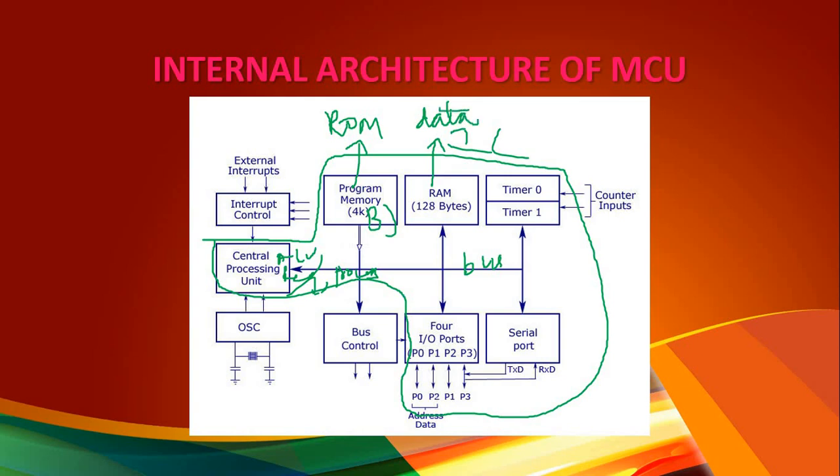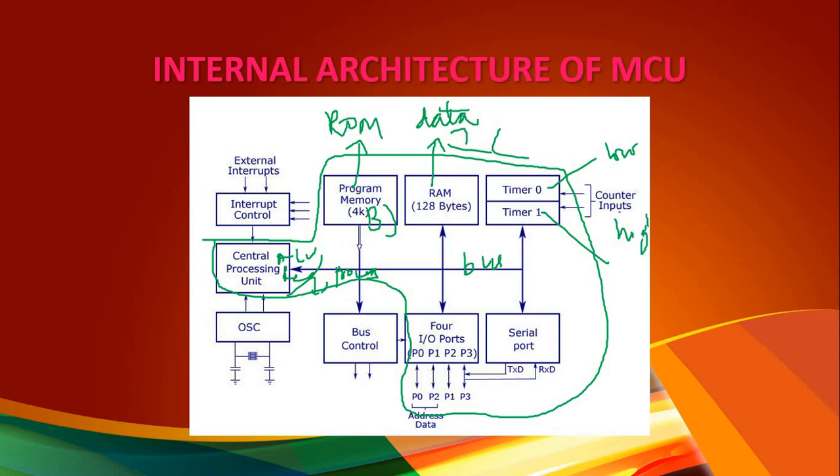This data memory is mainly used for temporary storage. This read-only memory is used for permanent storage. This data memory is a volatile memory. This read-only memory is a non-volatile memory. And this timer 0 and timer 1, it's a timer circuit. It is of low state and high state.